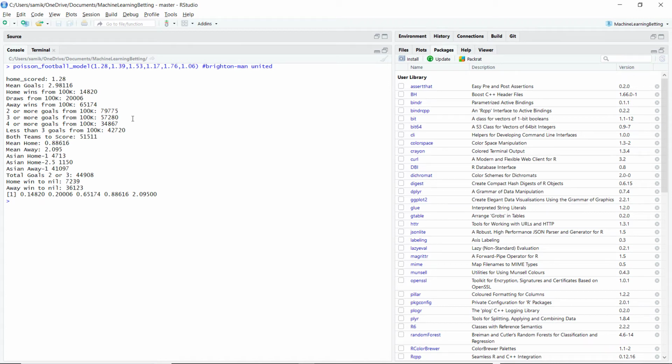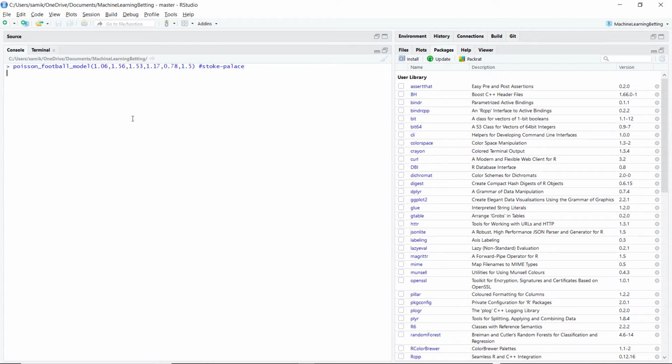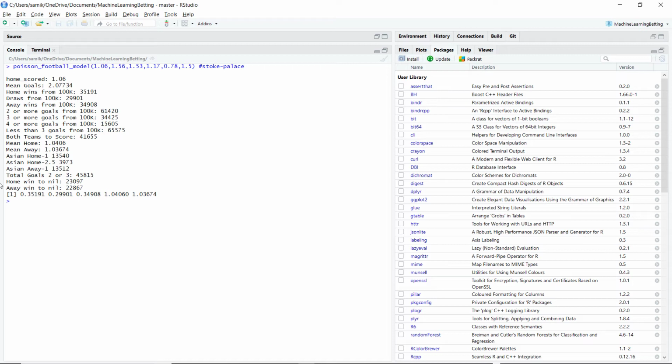And finally, for Stoke Palace, I'm going to go two or more. I could go under. That's 34%, because I think the odds were basically double your money. So they're both possibilities. In fact, I'll go for both. We're going to have two or more. Well, actually, the clearer signal is under three, so I'm going to go under. So those are the three predictions using the Poisson model.